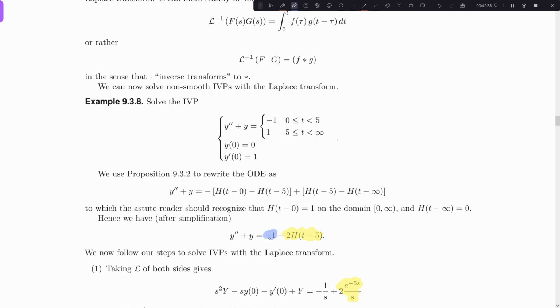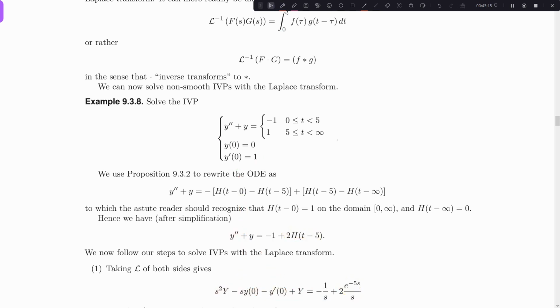The -1, we should feel very comfortable with that. That maps always to 1 over s. The y double prime under the transform maps to s squared Y, but don't forget that the primes always give me some initial conditions as well, and then my regular y maps to capital Y. So that's how the Laplace transform sees everything in my original ODE. And if I want to, I can plug the initial conditions in there and there.